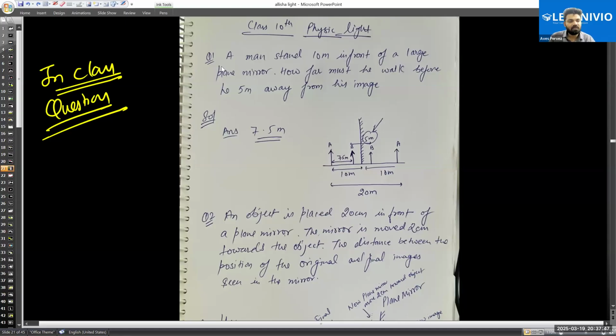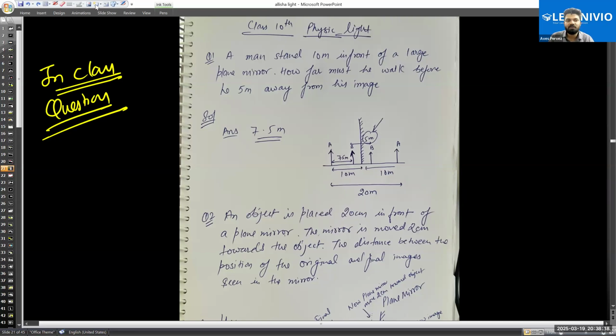So what is it saying in the question? A man stands 10 meter in front of a large plane mirror. How far must he walk before he is 5 meter away from his image? So what is it actually asking? It is asking about the distance between the image and the mirror, or the image and the object. Tell me. How far must he walk before he is 5 meter away from his image?